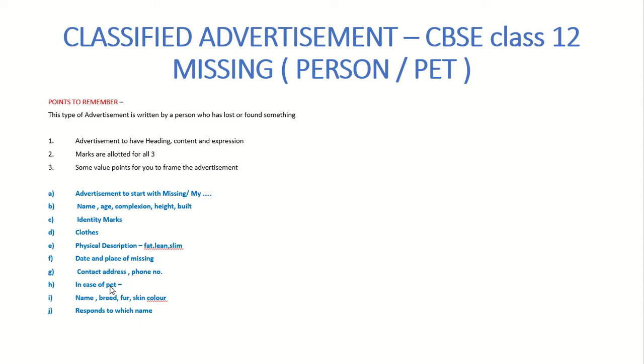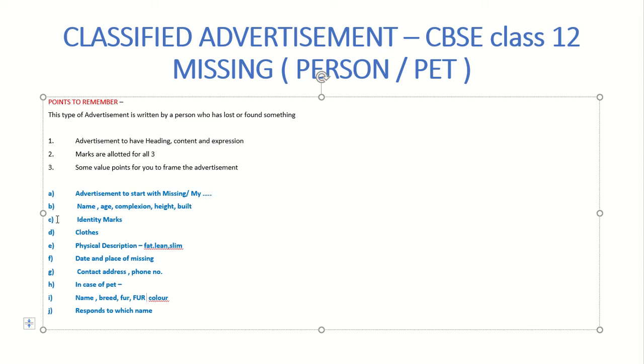And in case of a pet, we can also add something like the name with which you call your pet, so that if the finder calls the pet with the same name, the pet is going to respond. What is the breed, how does the fur look, what is the fur color. It depends on the kind of animal which is missing, and which name it responds to. So if all these things are there, then your advertisement is complete.